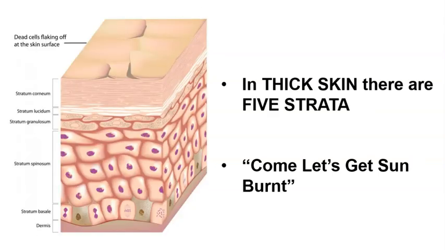In the parts of the body that possess thick skin, that is, the palms of the hand and the soles of the feet, there is a 5th epidermal stratum that's called the stratum lucidum. Here, the 5 strata, from superficial to deep, are the stratum corneum, the stratum lucidum, the stratum granulosum, the stratum spinosum, and the stratum basale. An easy way to remember the first letter of these layers is the saying, "Come, let's get sunburned."